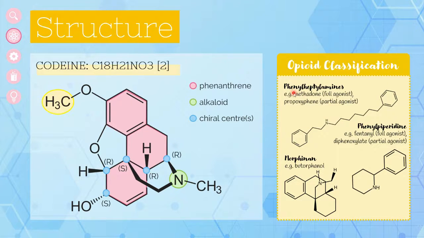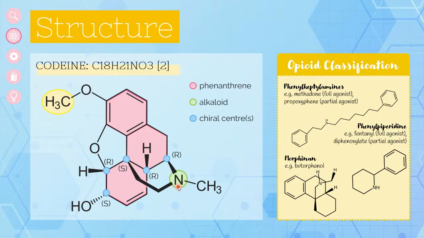So for example, phenylheptylamines, such as methadone, have two aromatic carbon rings, which are connected with a long hydrocarbon chain and an amine group. If we want to be more specific, we can also classify codeine as an alkaloid phenanthrene, and this is because of the lone nitrogen atom here in green.